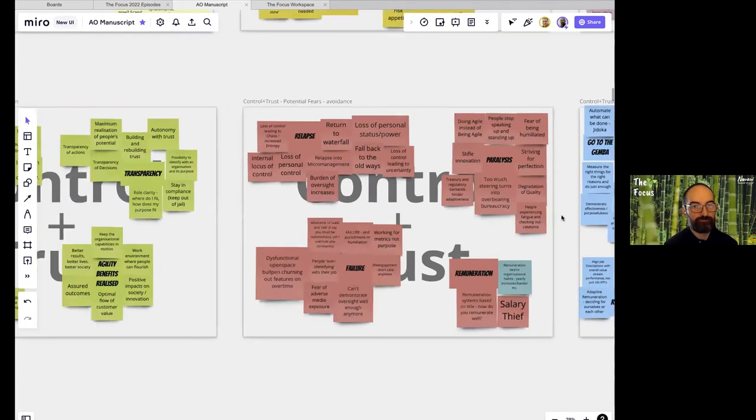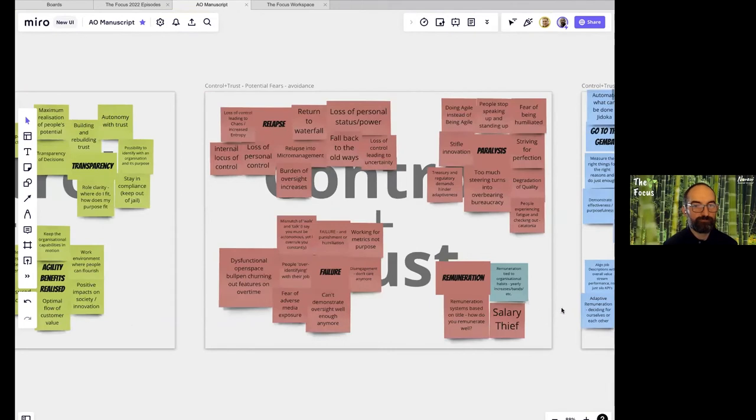And then a really interesting thing, the most tangible thing that we noticed, is around remuneration. Some people are called salary thieves. They just turn up to work and do the bare minimum. That is one of the things that we noticed, that when you've got control and trust out of balance, this is one of the fears, that the remuneration would potentially start showing that. It's that mantra of, you tell me how you're going to measure me and pay me, and then I'll tell you how I will behave.